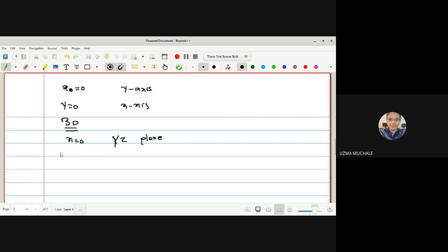Next, y equal to 0 represents xz plane, and z equal to 0 represents xy plane.